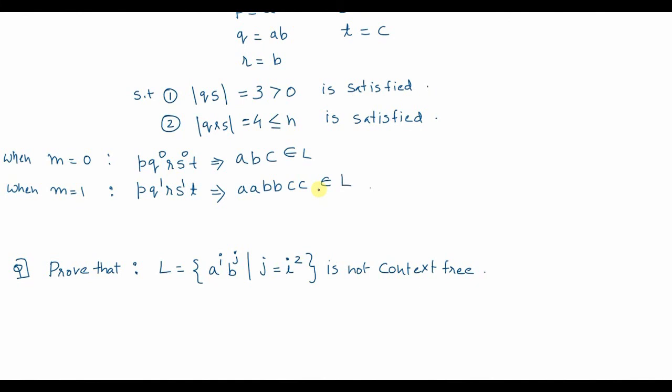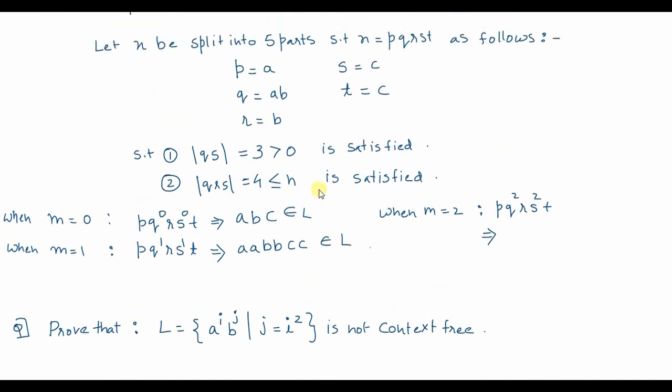So then finally, when m equals 2, let's see what happens. p q squared r s squared t. How can this be written? p is repeated once, so what is p? p is a. q is repeated twice, so it is ab, ab. r is repeated once, that is a single b. s is repeated twice and t is repeated once.